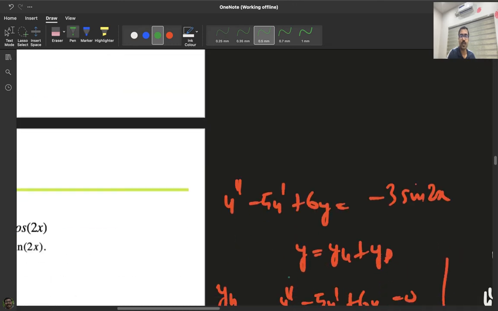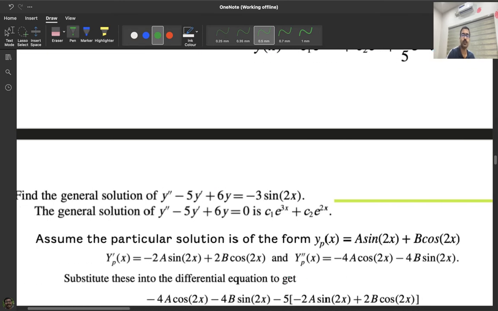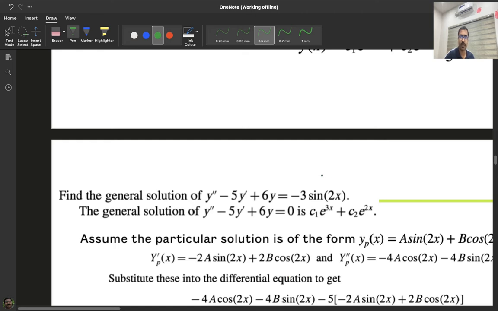Sometimes they can also give you one more condition. They will also tell you to solve this and also solve the initial value problem like this, and they will tell you y of 0 is equal to 1, y dash of 0 is equal to 2.